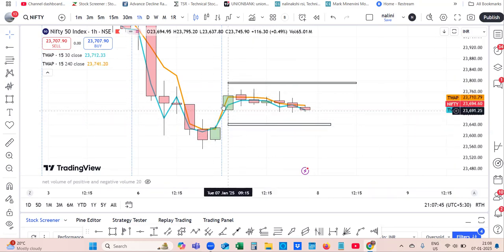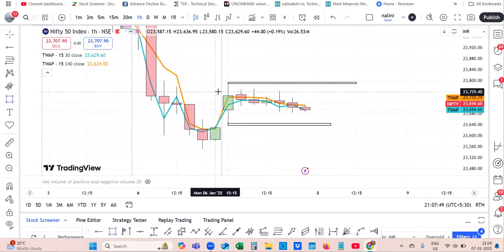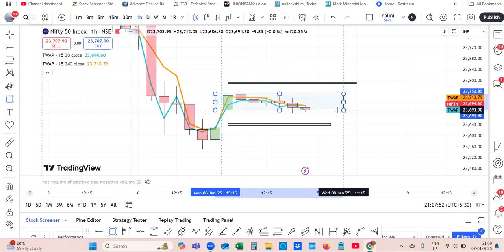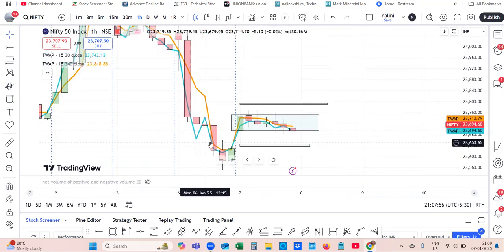You can see the price action over here. It is within this big candle and body of the candle. So the entire price action is within the candle. So it was a consolidation and an inside bar formed.